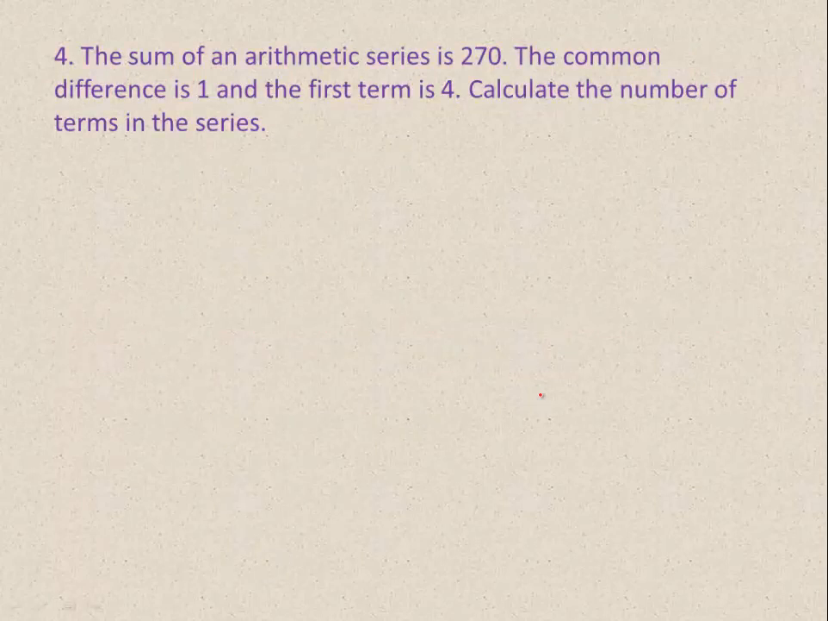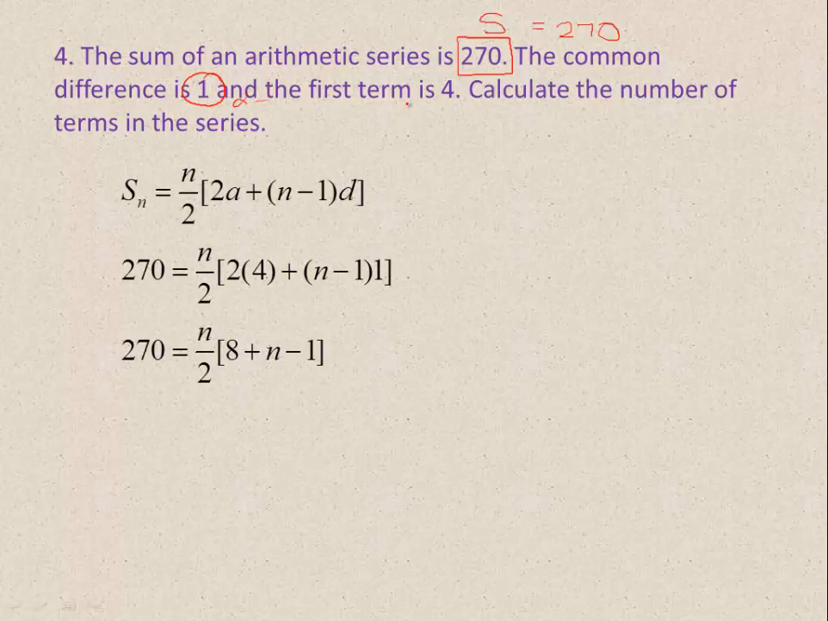And question number 4. This is the one, guys, I told you to watch out for, but nonetheless, let's have a look at it. The sum of an arithmetic series is 270. So they tell me the sum of this series here is 270. The common difference is 1. That's D. And the first term is 4. Calculate the number of terms in the series.